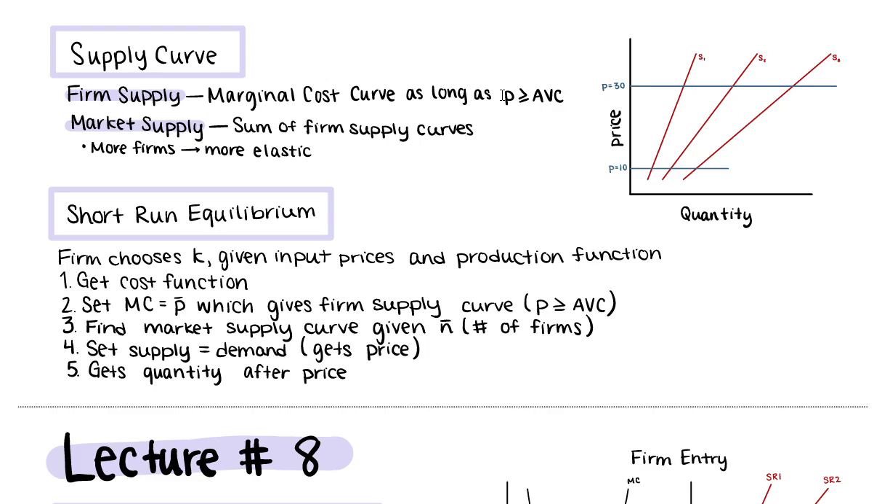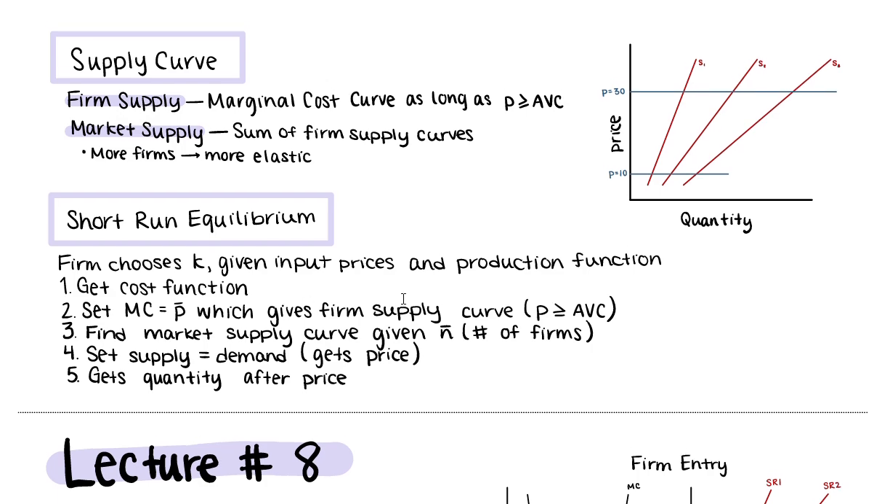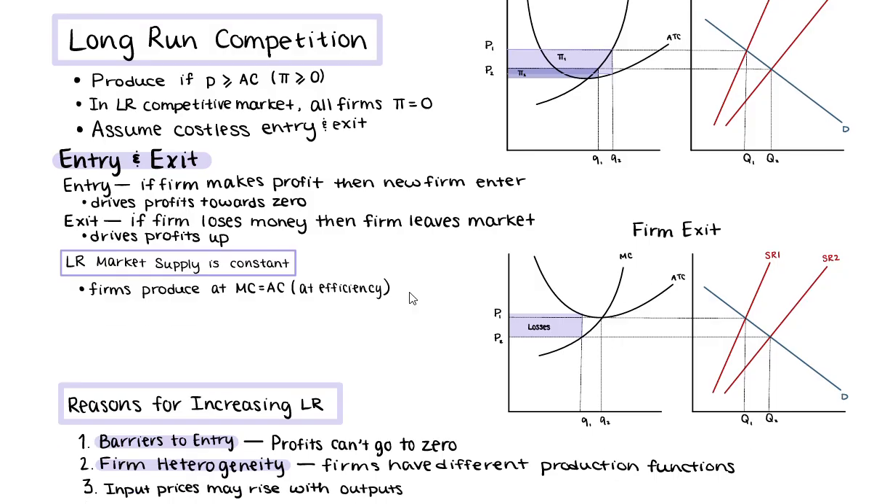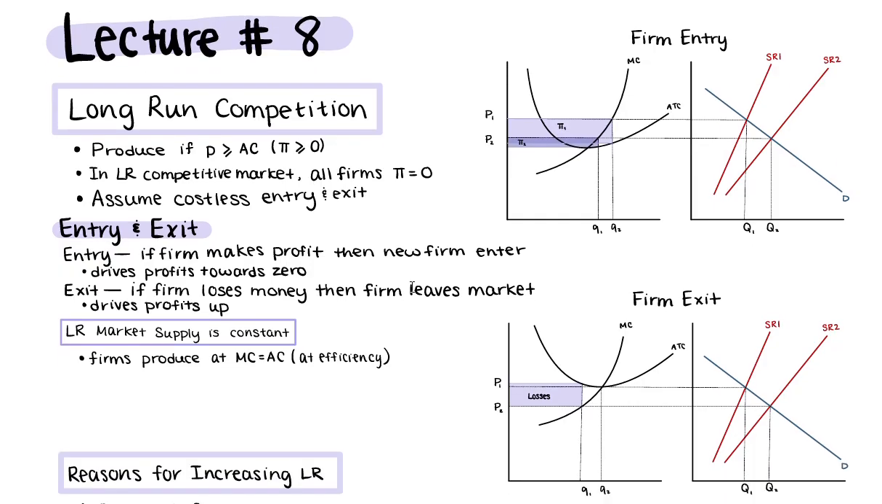And the shutdown point is, if your price is less than your average variable cost, then you shut down. So that point is called the shutdown point. So it's all about short run supply. We talked about that. Okay, so today is long run competition.